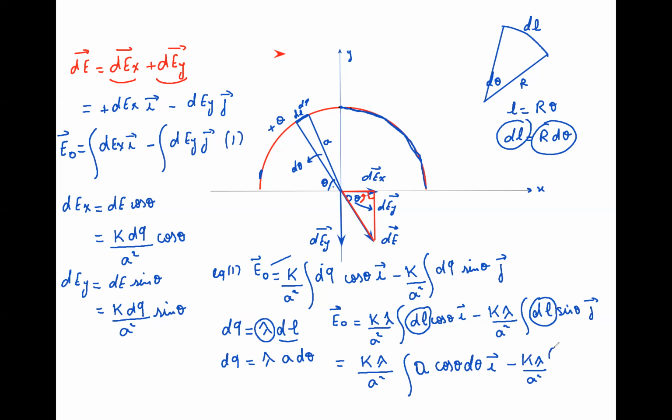You can write sine theta d theta in the j direction. Also we can put a outside, so we can take out a and put it here. We put a here and a here, and we can cancel a from here and a from here. You will have only a down.